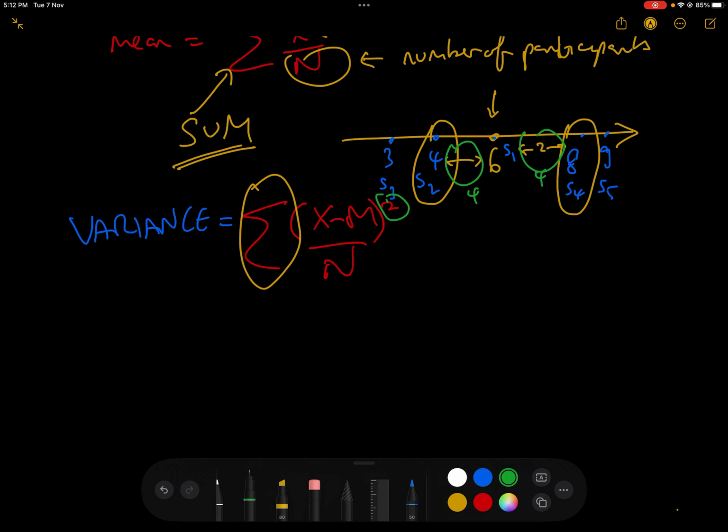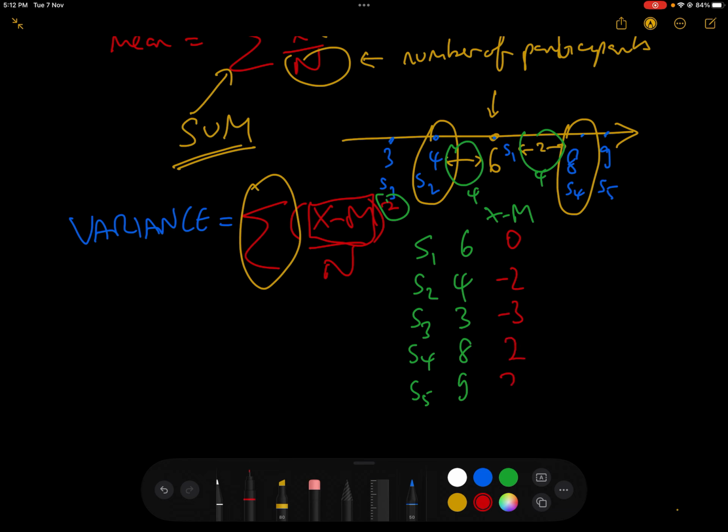Okay, so now we can do a little table here if we want to. S1, S2, S3, S4 and S5. Let's just remember their scores. Their scores were 6, 4, 3, 8 and 9. Okay, so now we can do x minus m, which is basically this part of the variance here. The mean, remember, is 6, so 6 take away 6 is 0, 4 take away 6 is minus 2, 3 take away 6 is minus 3, 8 take away 6 is 2, and 9 take away 6 is 3.